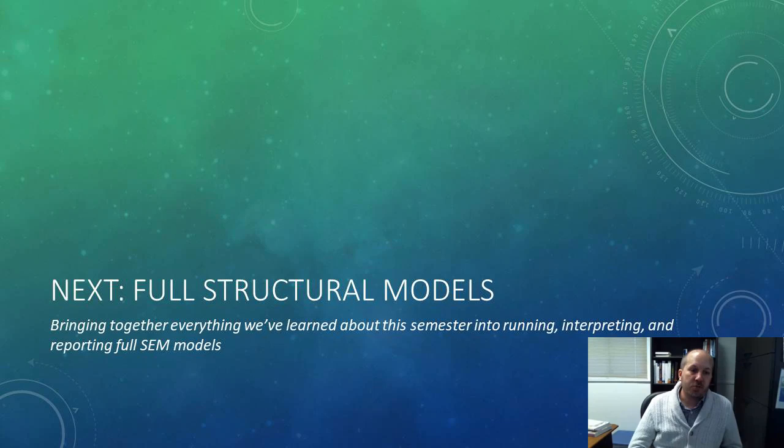In our next module, we're going to get to full structural models. So models that have latent and manifest variables, and we're going to talk about how to run them, how to interpret them, how to write them up in scholarly journals, how to do tables, all of that stuff. That's what we're going to cover in our next module.